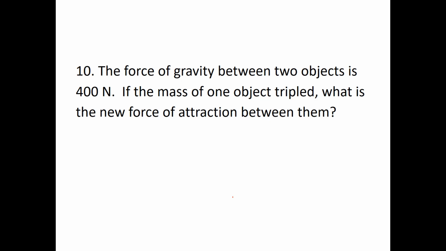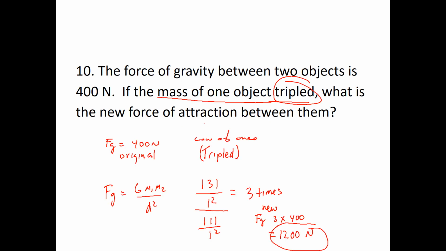What's the force of gravity between two objects? So sorry, the force of gravity between two objects is 400 newtons. The mass of one object is tripled. Oh, you hear this word like tripled or doubled or halved or quartered or whatever, you already should be thinking about the law ones. What is the new force of attraction between them? Okay, I also see attraction. So I'm going to go to the force of gravity equation almost every single time. And that's what happens here.